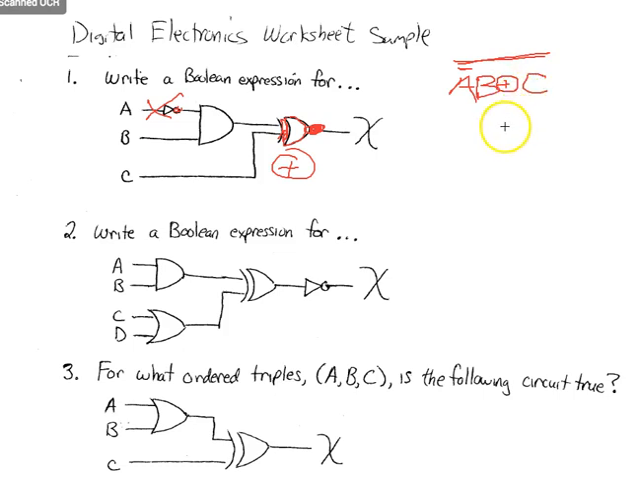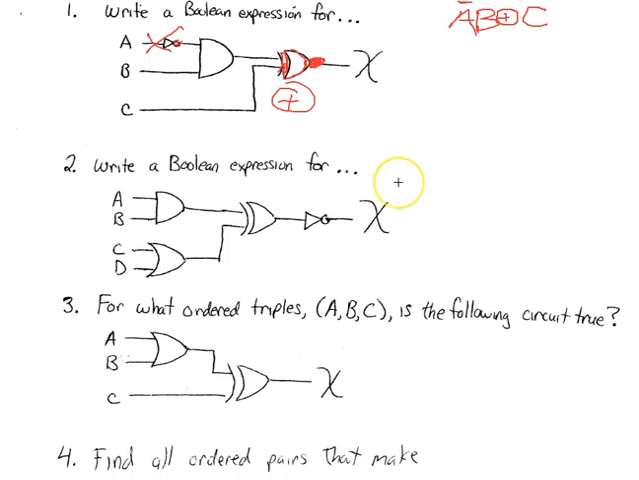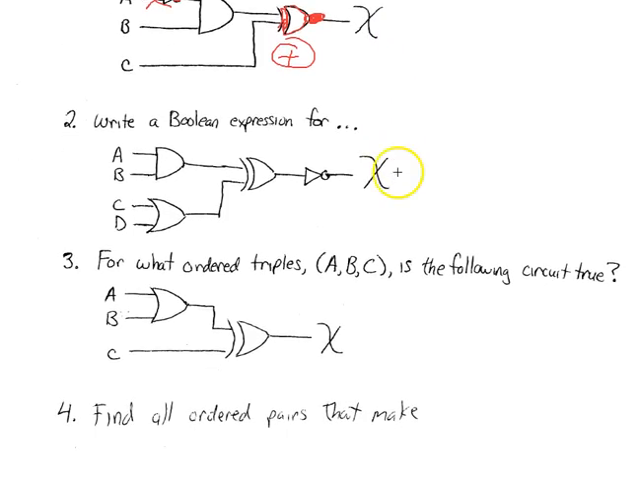Now, you could break it up and simplify it, but I think that this technically would suffice as an answer to any of my worksheets. Number 2, let's quickly do the same thing. This A and B, that's a straight piece there, so that's A times B.